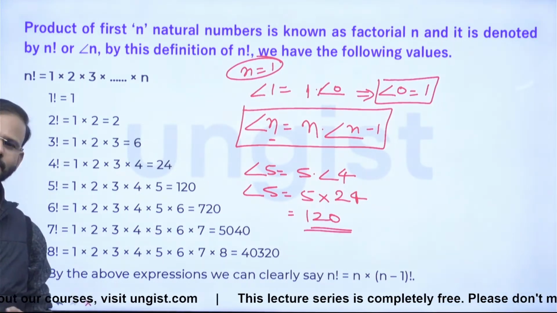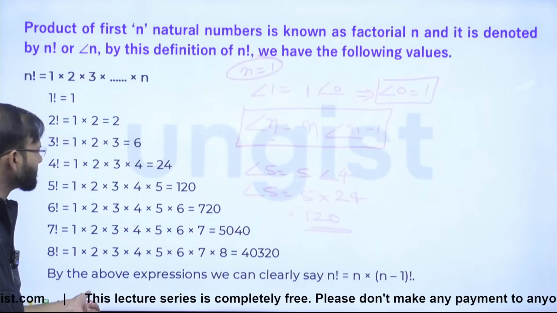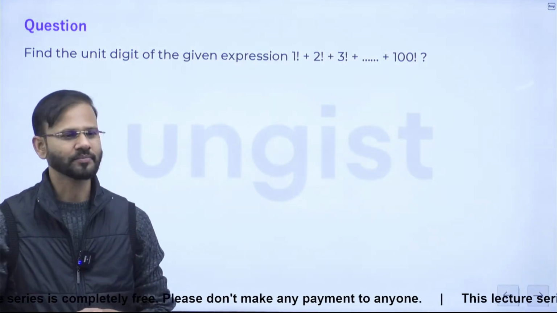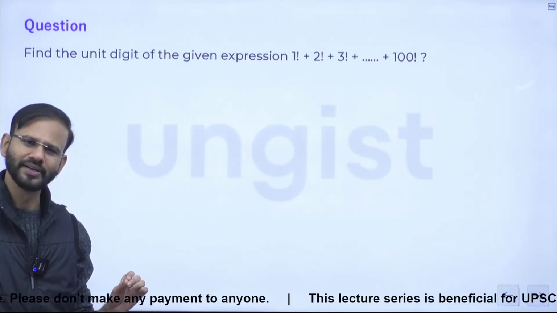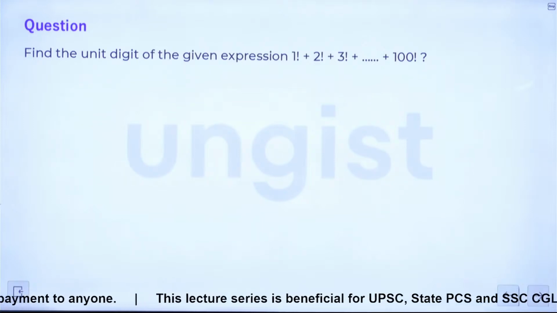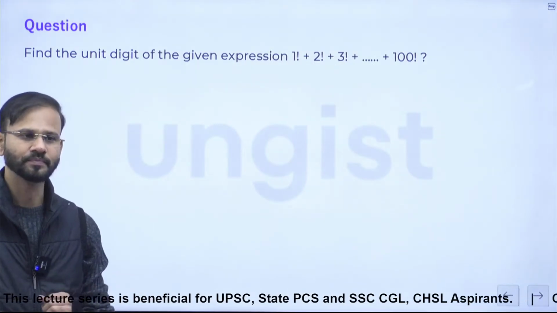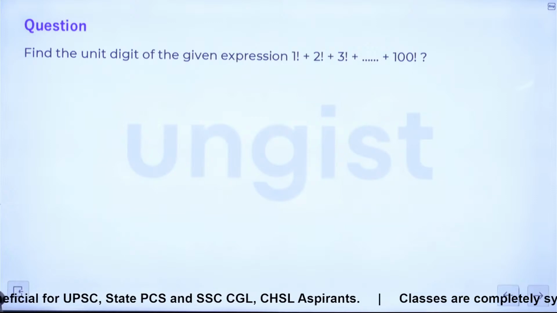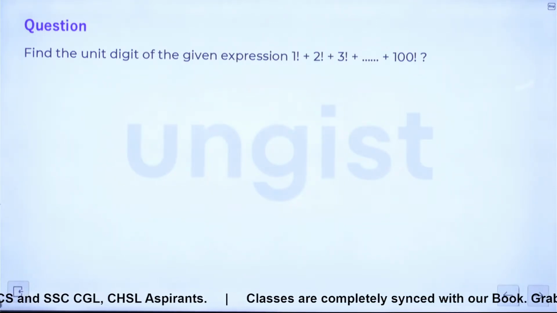Yes, everyone fine now? Clear? Okay. After that, can you tell me the answer of this question? Just read the question, everyone. Simple question is there. Question is saying, what is the unit digit of the expression factorial 1 plus factorial 2 plus factorial 3 up to factorial 100?